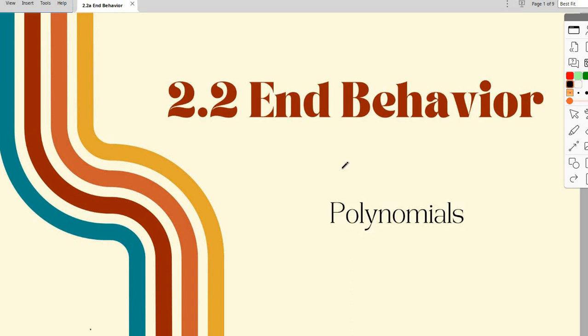Alright, so today we're starting Unit 2, or Chapter 2, which is all about polynomials. If you're tired of dealing with functions, polynomials are still a type of function, but we're getting away from function notation and all the function things we've been doing. We're now going to look at polynomials.